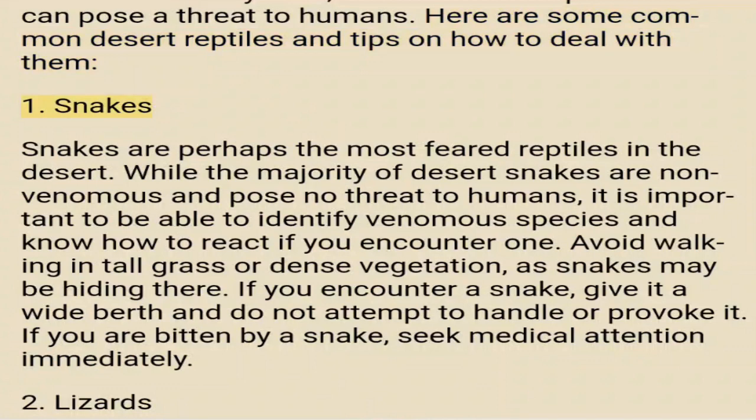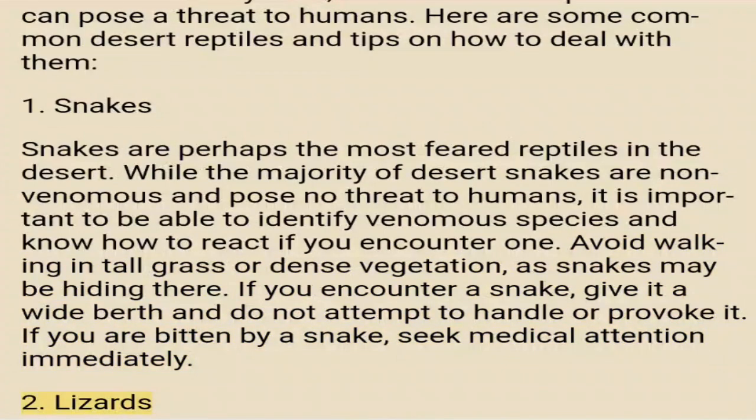1. Snakes. Snakes are perhaps the most feared reptiles in the desert. While the majority of desert snakes are non-venomous and pose no threat to humans, it is important to be able to identify venomous species and know how to react if you encounter one. Avoid walking in tall grass or dense vegetation, as snakes may be hiding there. If you encounter a snake, give it a wide berth and do not attempt to handle or provoke it. If you are bitten by a snake, seek medical attention immediately.